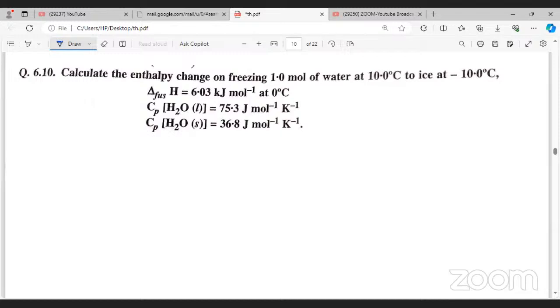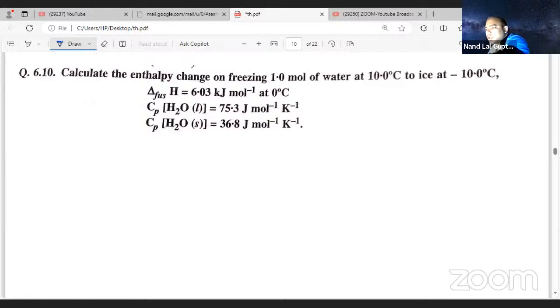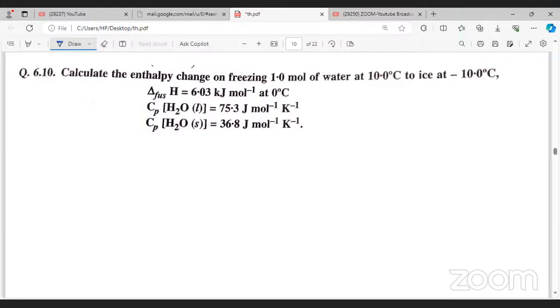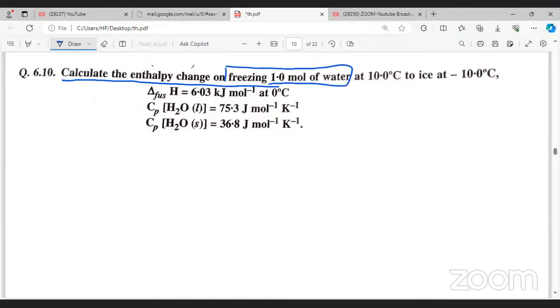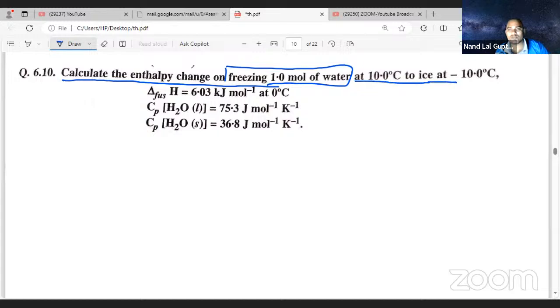So first of all, we need to find the delta T. Delta T is 20 Kelvin, like, minus 20 Kelvin. Did you understand the question? The question is a little bit, it is a good question, high level question. See, calculate the enthalpy change on freezing. How much are they freezing? 1 mole of water at 10 degrees C to ice at minus 10 degrees C.